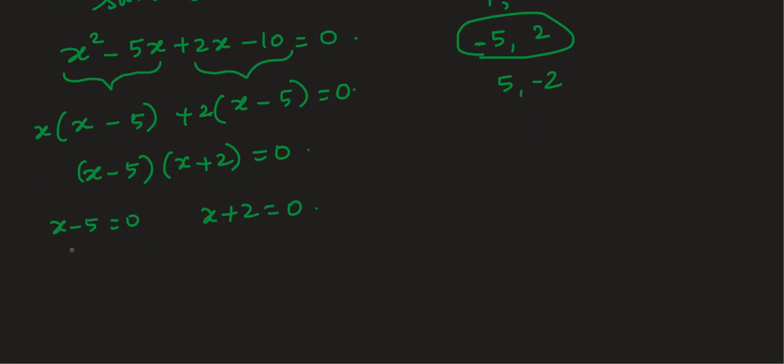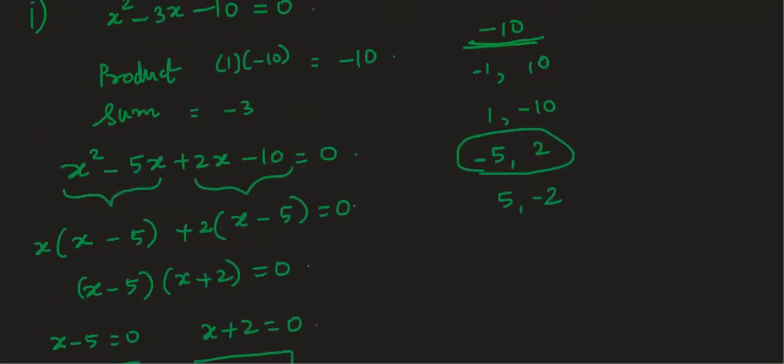Now let's simplify this one to get the value for x. So we will take minus 5 to the other side. So x will become positive 5. This is one value for x. Or solve this one: take 2 to the other side, this will become negative 2. So x is equal to negative 2. So the value of x can be 5 or x can be -2. Okay, easy to follow.